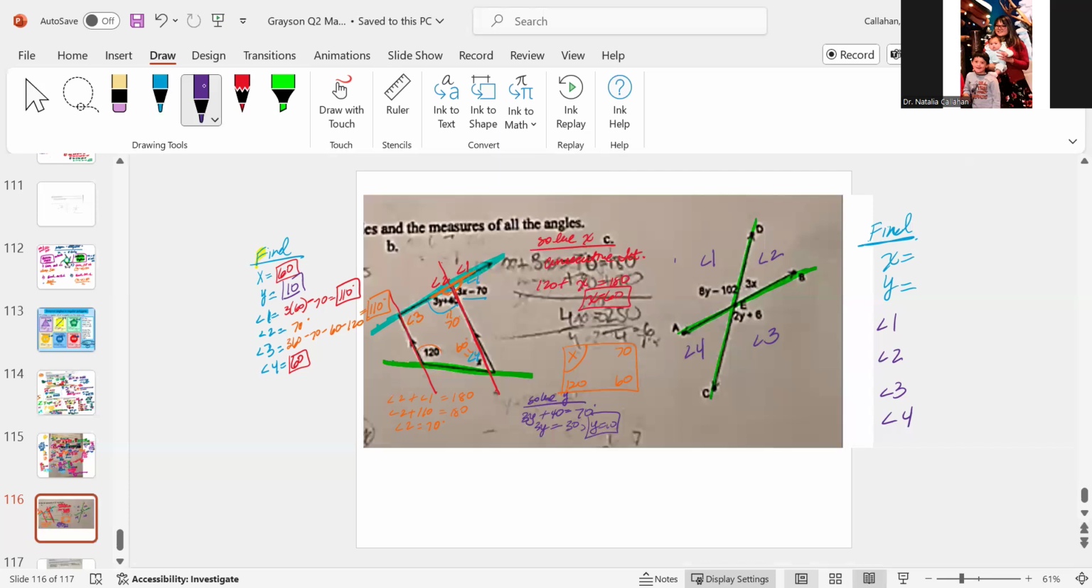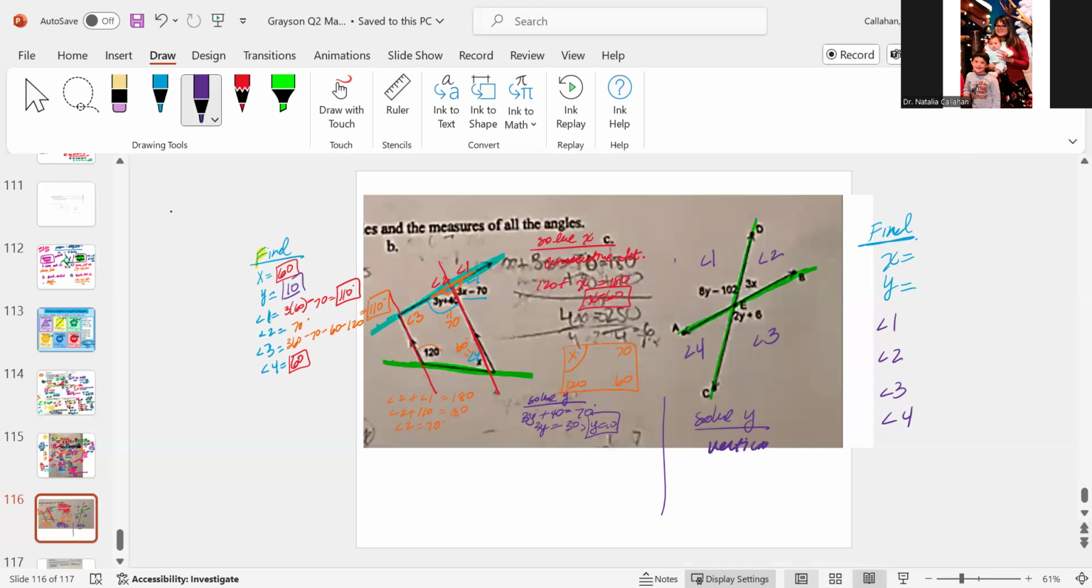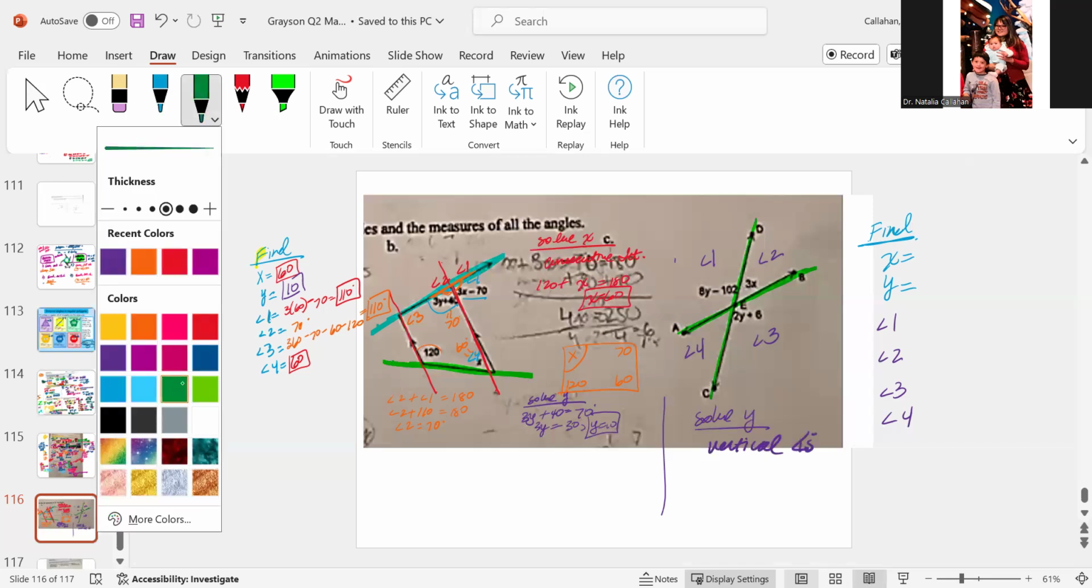Y. Okay, what are the two angles with y? 8y minus 102 and 2y plus 6. Okay, are they vertical angles or are they consecutive interior? What is it? Vertical. There you go. So, first thing to do, solve for y. And to solve for y, we're going to use vertical angles. So set it up.